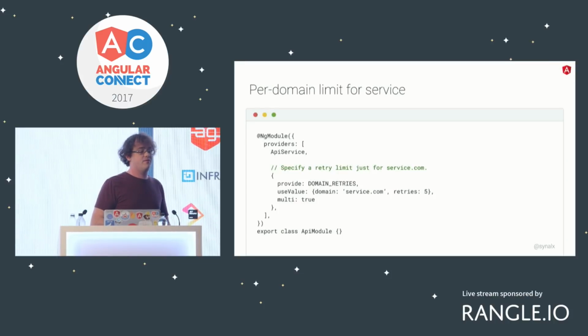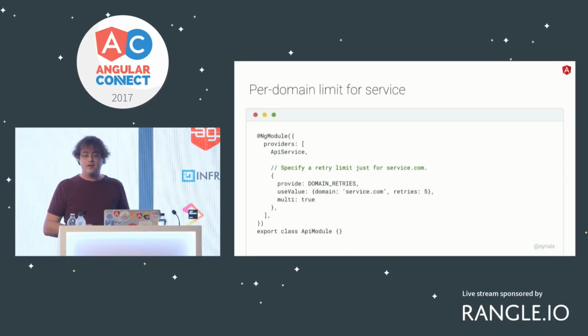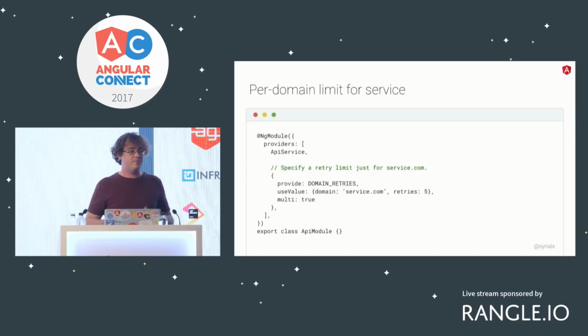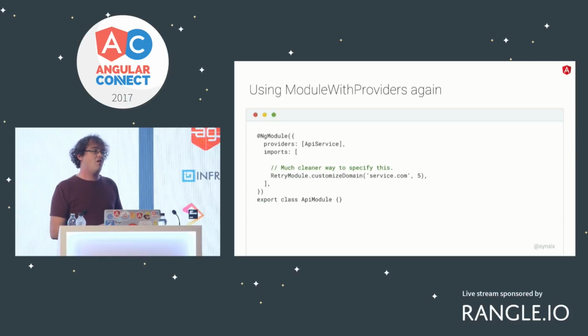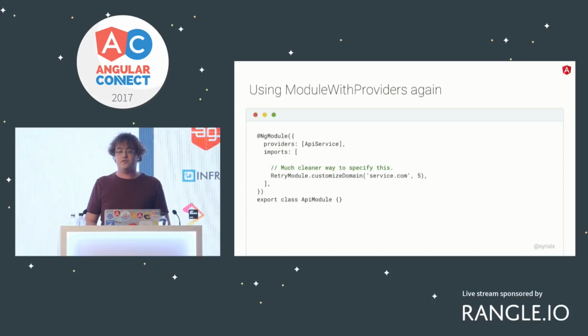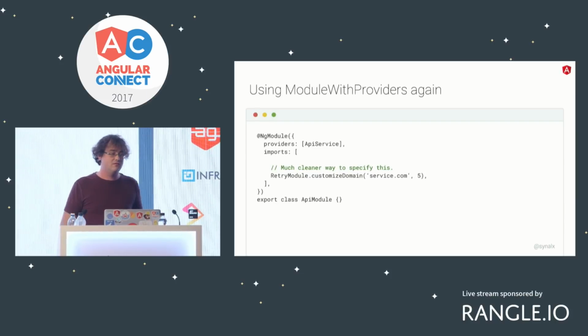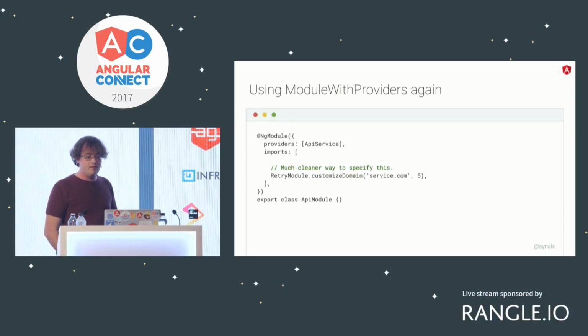And we can do the exact same thing with our per-domain configuration. So requiring the user to code out this multi-provider is actually even riskier, right? There's a lot more that they could get wrong, especially if they forget to say multi: true and then they override everything that came before it. And this could also be wrapped in one of those module with providers functions. So let's call it RetryModule.customizeDomain. It's going to take two arguments, of course, the domain and the limit. And it can be imported from the API module just like before. There's no harm in importing a module in multiple places. They'll be deduped at runtime.